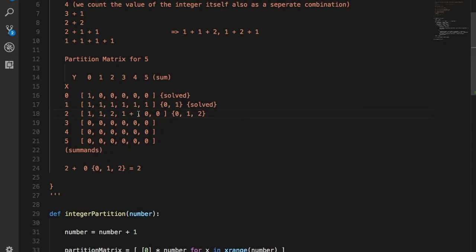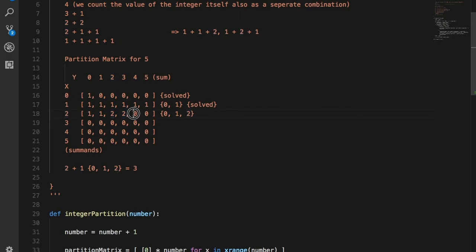For the included combinations, we need to create 3 from 0, 1, 2. Now, the way in which we can do this is 2 plus 1, which is equal to 3. Remember that we have an unlimited supply of summands always. So the number of combinations needed are generating 1 from 0, 1, 2. So the number of combinations for that is already calculated, dynamic programming, at the field 2, 1, which is 1. So the total combinations become 1 plus 1, which is 2. Hence the field 2, 3 in the partition matrix is filled with 2.